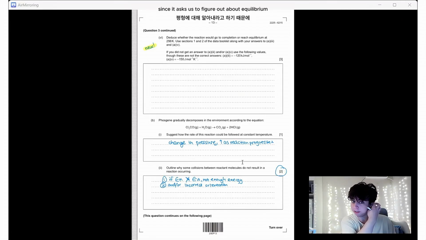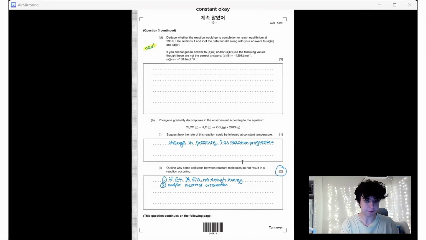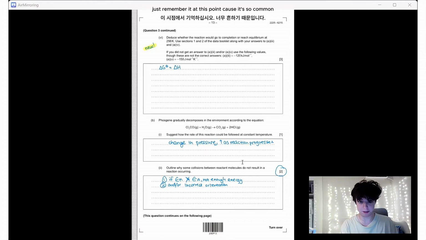Since it asks us to figure out about equilibrium, we can then use that to solve for the equilibrium constant. So we're going to solve for our Gibbs free energy, which is equal to, and this equation is in the data booklet, but you should honestly just remember it at this point because it's so common, the change in enthalpy minus T change in S. Whenever you're doing this equation, you always need to remember your units or else they will get mixed up, because enthalpy and entropy have different units. You need to make sure they match.